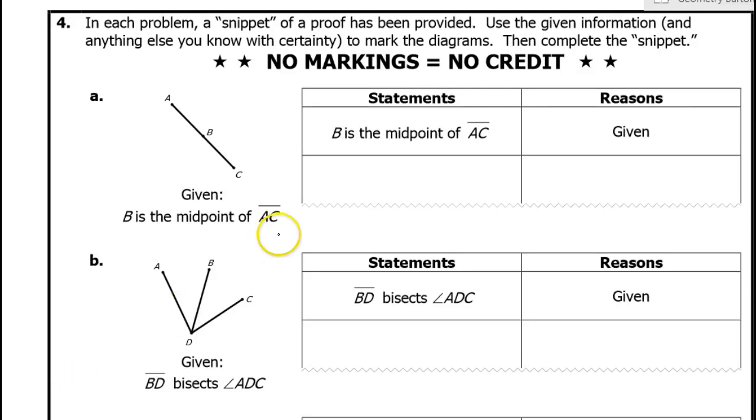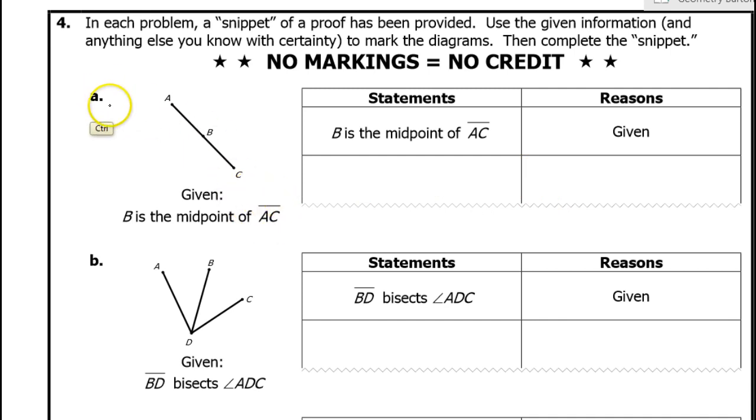All right, in this video we will continue proving that triangles are congruent. We will take some baby steps in the direction of actual proofs, starting with these snippets, little pieces of a proof.